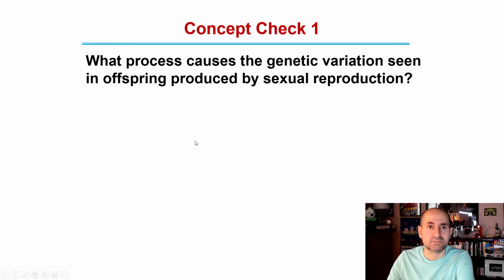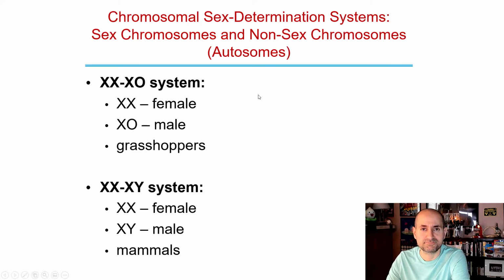So concept check time. Concept check number 1. What process causes the genetic variation seen in offspring produced by sexual reproduction? Well, we touched on this in a previous chapter, right? We said that it's meiosis that gives you genetic variability. Remember that? By way of crossing over and independent assortment, that's where the genetic variation is introduced in populations. It's during meiosis, so meiosis is the answer here.